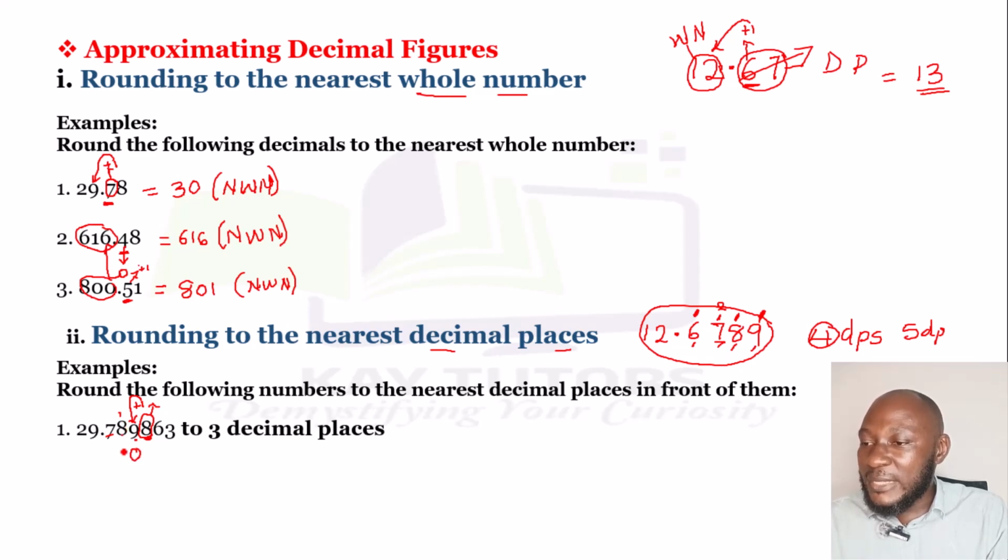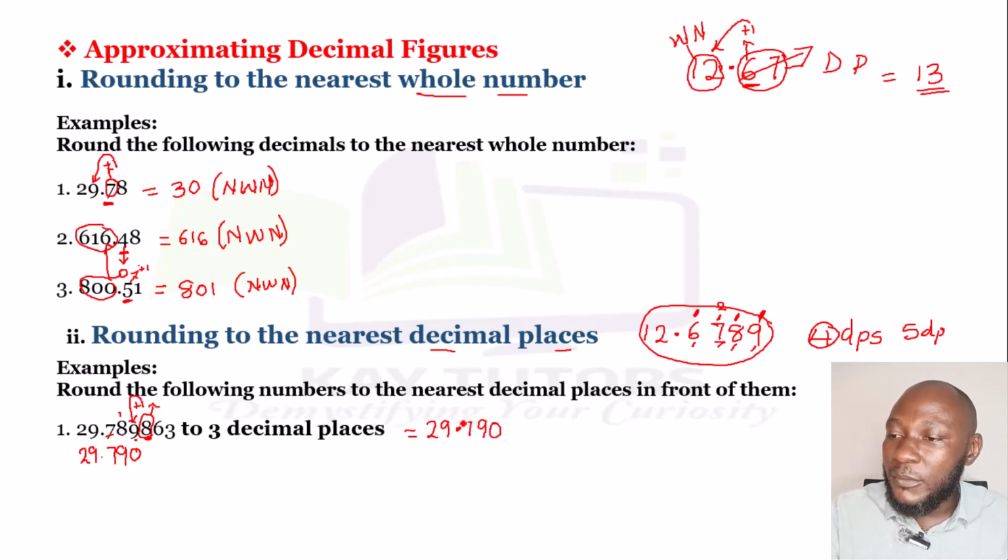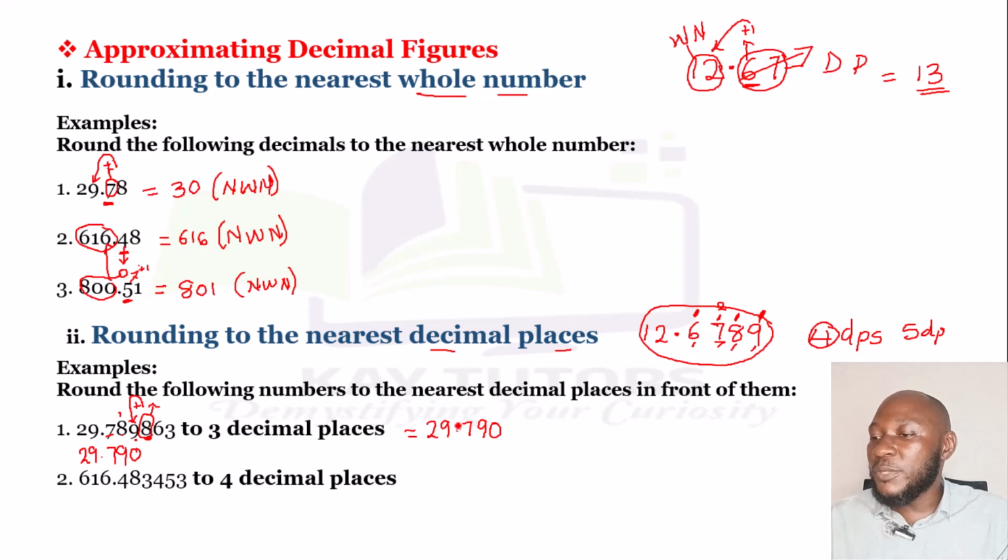1 plus 8 is 9. Then I'll bring down my 7.29. So what's my answer now? My answer is 29.79 and 0. Let us look at another example again.